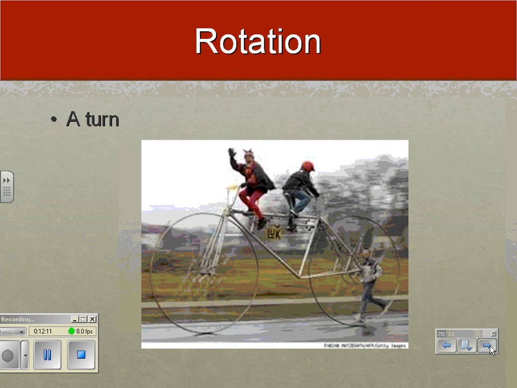Here's another funny example where they're pedaling. It's super high in the air. I don't think I would ever want to get on that bike. It's so high in the air. But again, the idea is that these are rotating. It's a rotation.